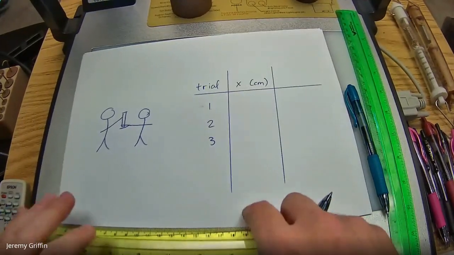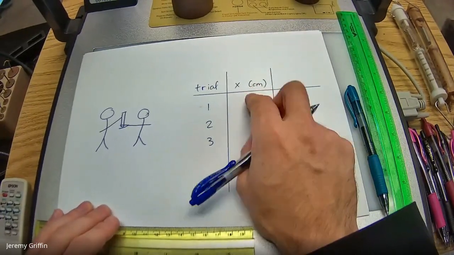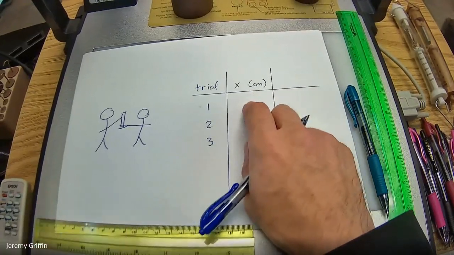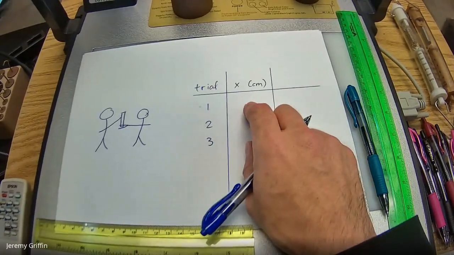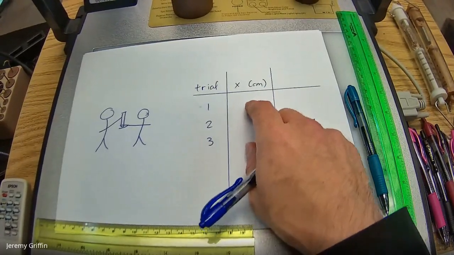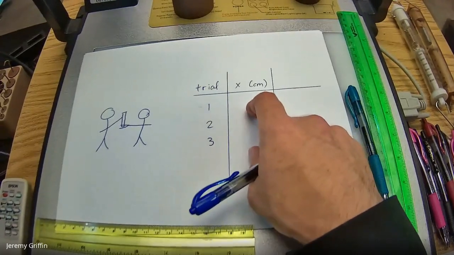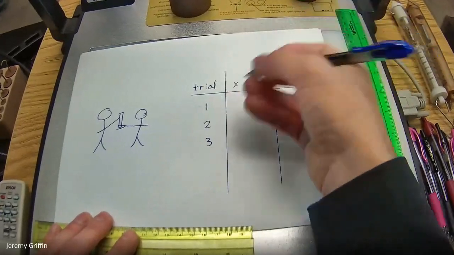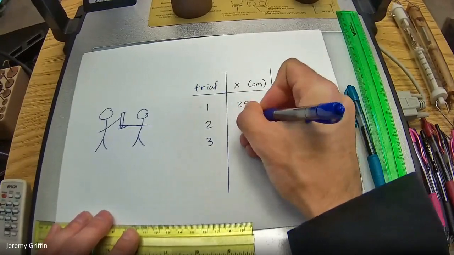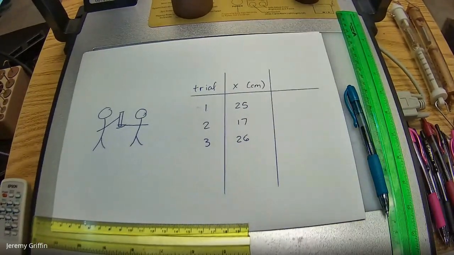All right, so hopefully you have a few drops by now. Remember, in this class we're going to almost exclusively use the metric system. So do centimeters. If you accidentally did inches, you know how many centimeters are in 1 inch? Yeah, 2.54. So if you did 6 inches, multiply by 2.54 centimeters per inch. Let's say you get numbers like maybe 25 centimeters, 17 centimeters, and 26.